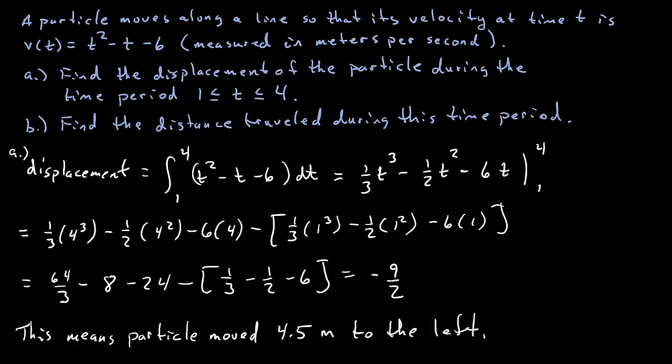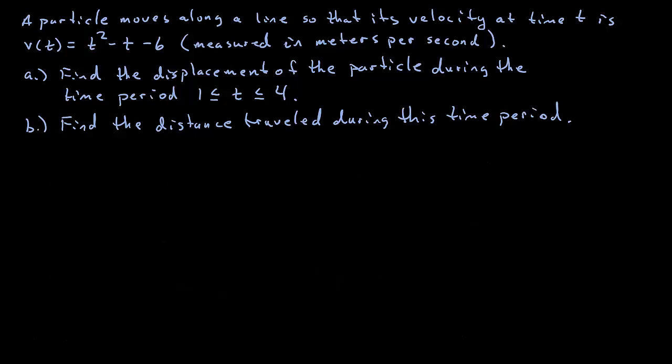All right, now let's look at part B. All right, so now for part B, they want us to find the distance traveled during this time period. All right, so can we just integrate the function like we just did? No. We've got to integrate the absolute value of the function. All right, but what we need to do here is not necessarily graph the function. I mean, you can graph the function, but we need to see over what intervals the function is positive and negative.